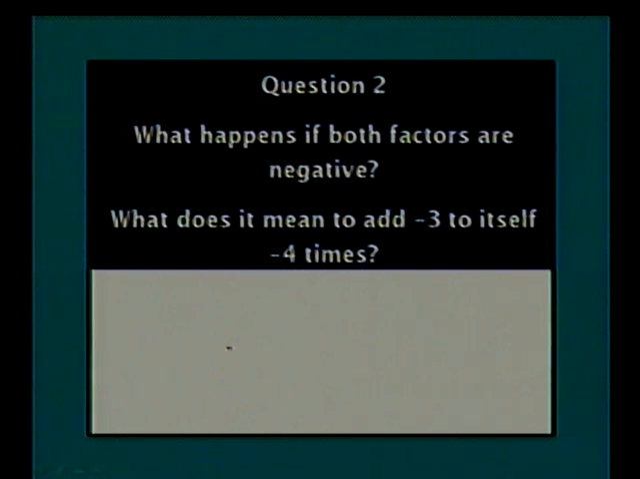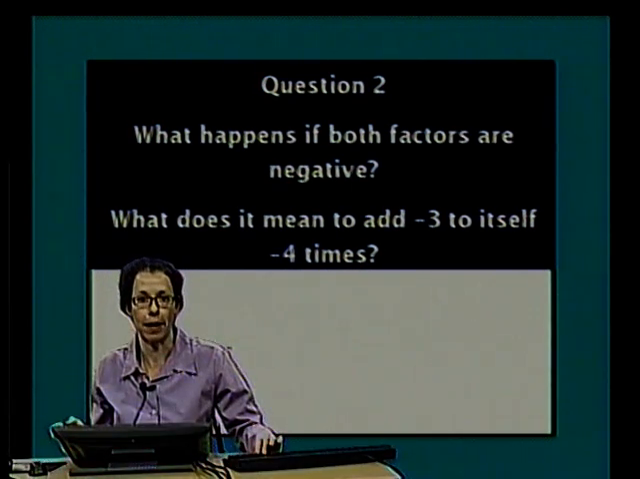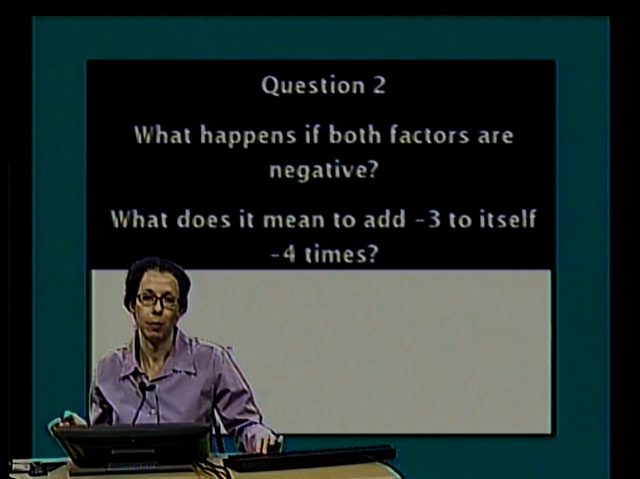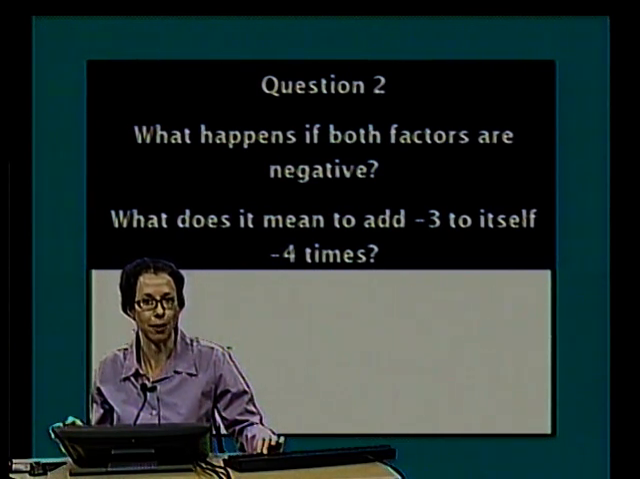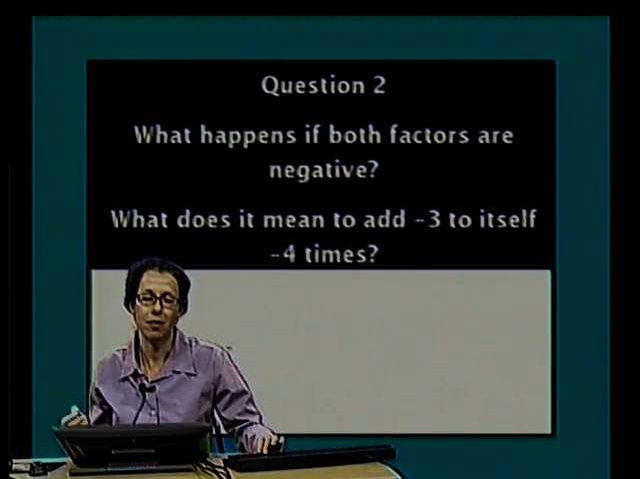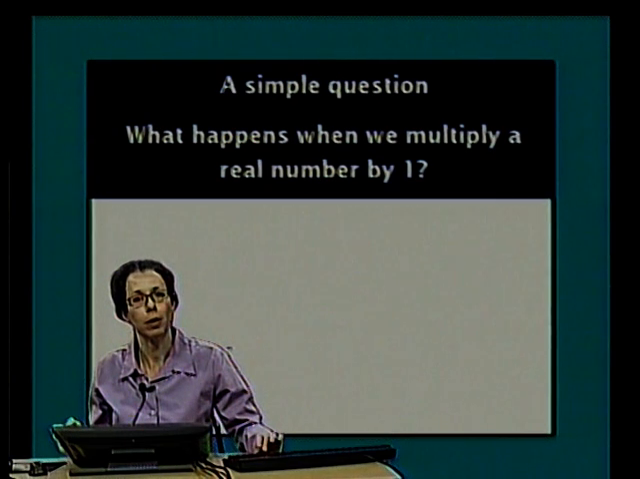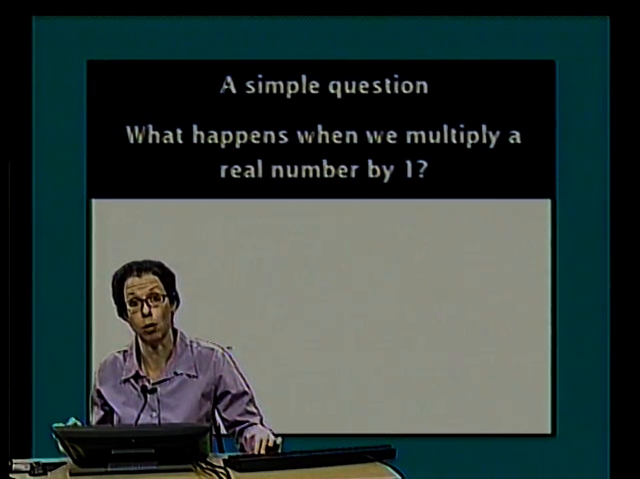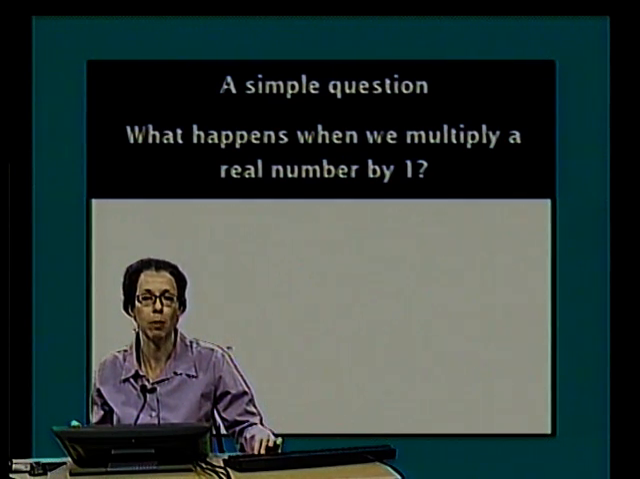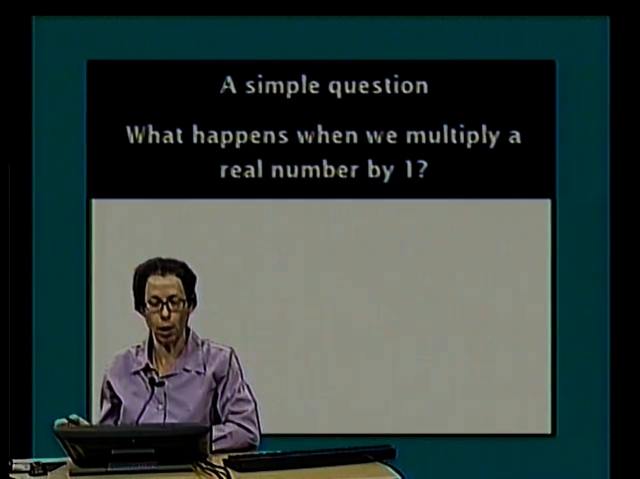So now we need to ask, what happens if both factors are negative? That would mean, what does it mean to add -3 to itself -4 times? Well, now this idea of repeated addition is really not helping us a lot. So we're going to have to look at the question another way. So we're going to start with a real easy question. What happens when we multiply a real number by 1?